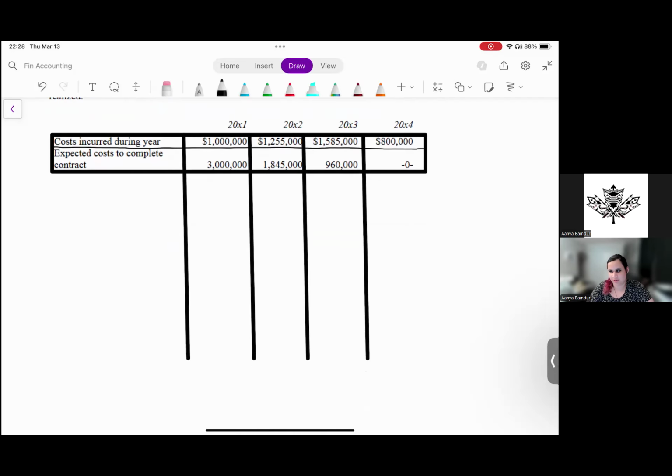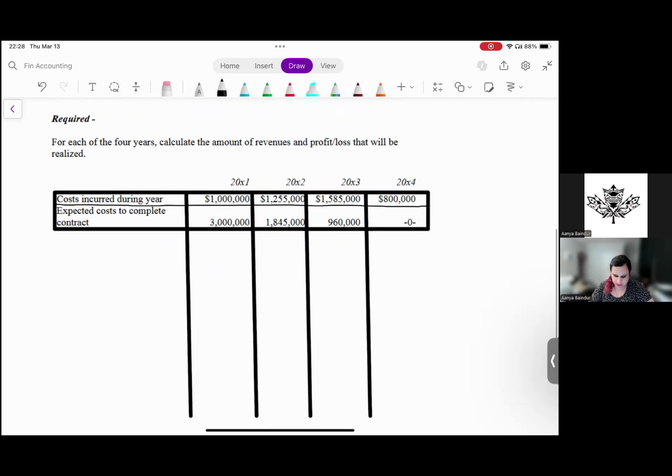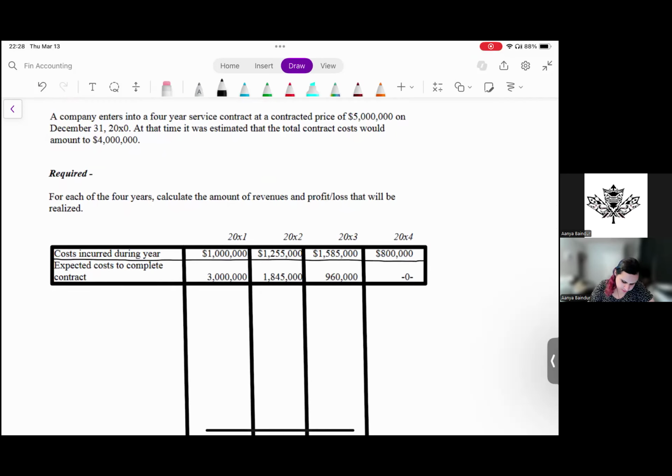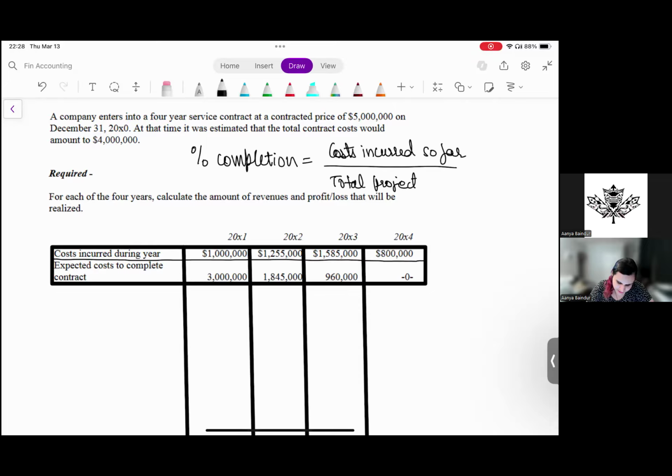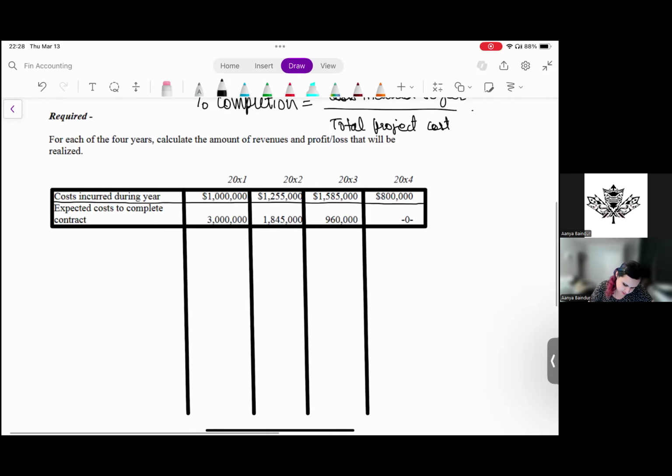The very first thing that we have to remember is that we'll be using this formula. The formula goes: percentage completion equals costs incurred so far divided by total project cost. So we'll find these two values for each of the years and then use them to find how much of the project is completed. For the very first year, let's get started.